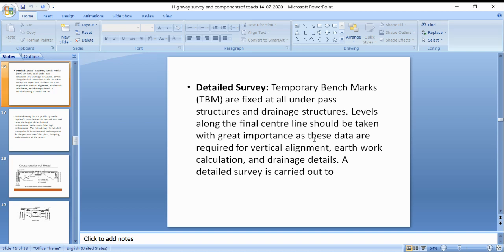So in the final survey, we have to give the drawing itself, finalize the drawing, and we have to calculate the detailed estimation. The design of the road and pictures also we have to do, and prepare the specifications.